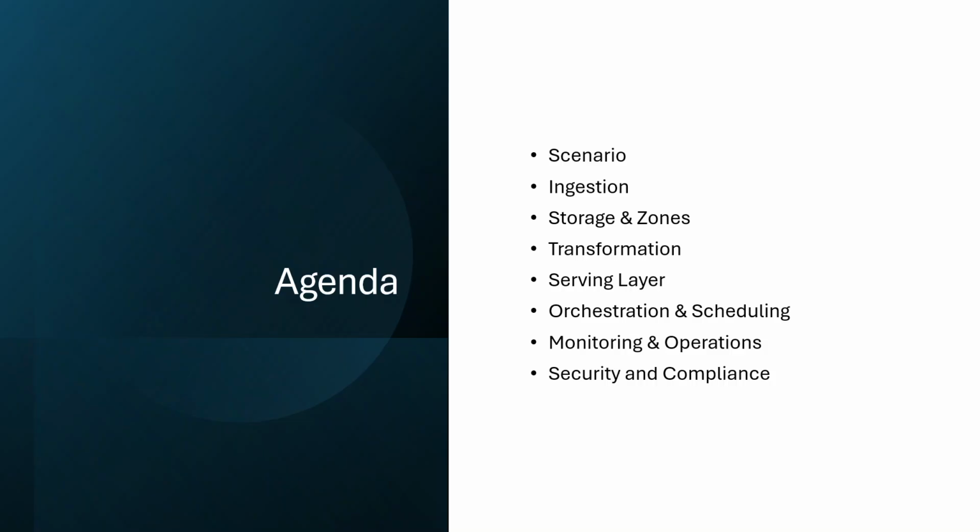Here's the roadmap for what we'll cover today. The business challenge that led us here. Ingestion, how we bring data from Oracle, on-prem CSV files, and vendor SFTP feeds into AWS. Storage and zones, how we organize that data inside Amazon S3. Transformation, how we clean, conform, and enrich using AWS Glue. Serving layer, how we expose the refined data through Redshift, Athena, and QuickSight.